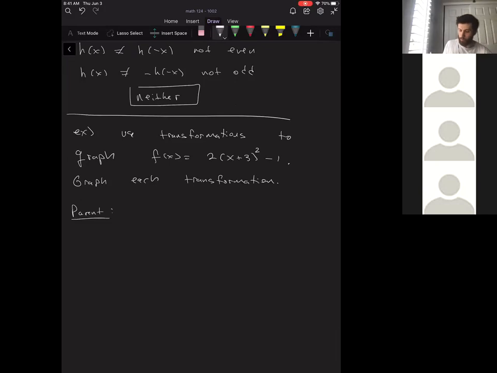Our parent function, we remember, is we look at our equation and we get rid of every number that's not an exponent. So we're going to get rid of the 2, get rid of the 3, and get rid of the minus 1. And what we're left with is just an x squared. So x squared is our parent function.